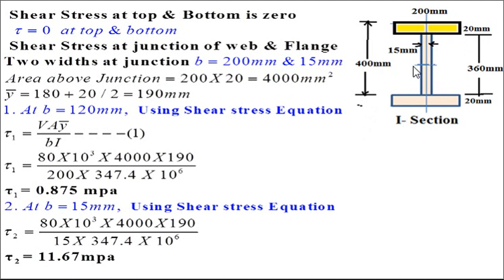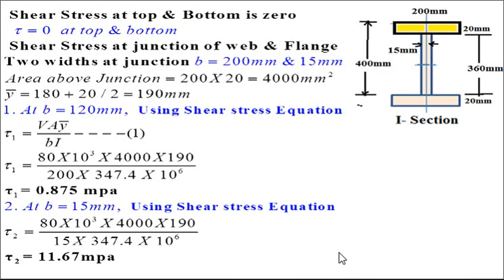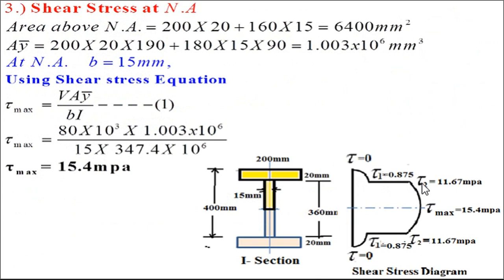Now you have to calculate tau max at the center above neutral axis. So tau 1 is 0.875 and tau 2 is 11.67. Those two values I have written at the junction. At the junction there are two values, tau 1, tau 2. So I have to calculate tau max at the neutral axis. Here I have colored this entire portion above neutral axis yellow. First of all you have to consider the area above neutral axis. That area is 200 into 20, means this flange, plus 160 into 15. So you will get area.